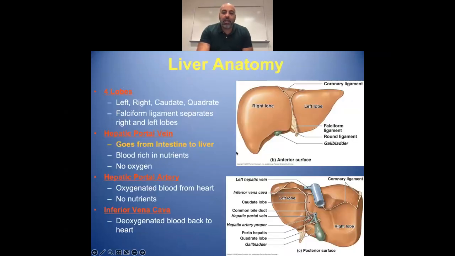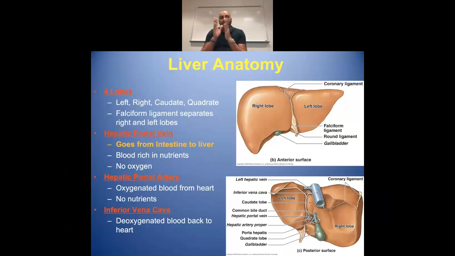Liver. All right. So liver, 4 lobes. So we have, remember, patient's left, patient's right. And then on the back side, we'll see the caudate, which is tail. It looks like a tail. And then our quadrate lobe, which has 4 sides, quad. Okay. Hepatic portal vein.